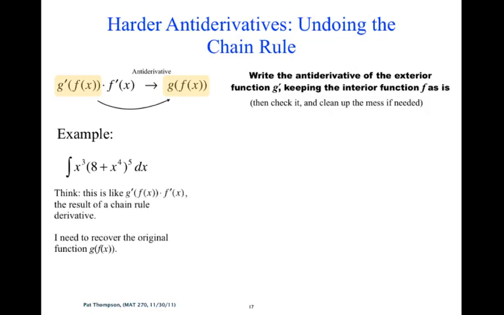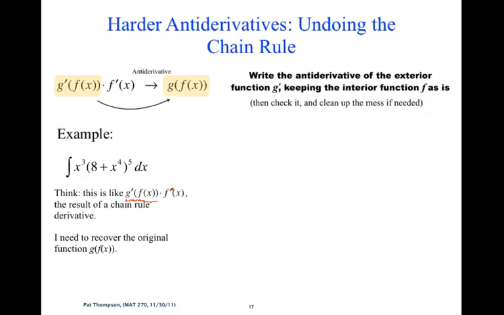So we want to think like this. This is like g prime f of x times f prime of x, the result of a chain rule derivative, and I need to recover the original g of f of x. So what do I want to find? I want to focus in on the part of this rate function that is g prime f of x, where the other part is f prime of x. So am I going to focus on exhibit A or exhibit B? You should see exhibit B.